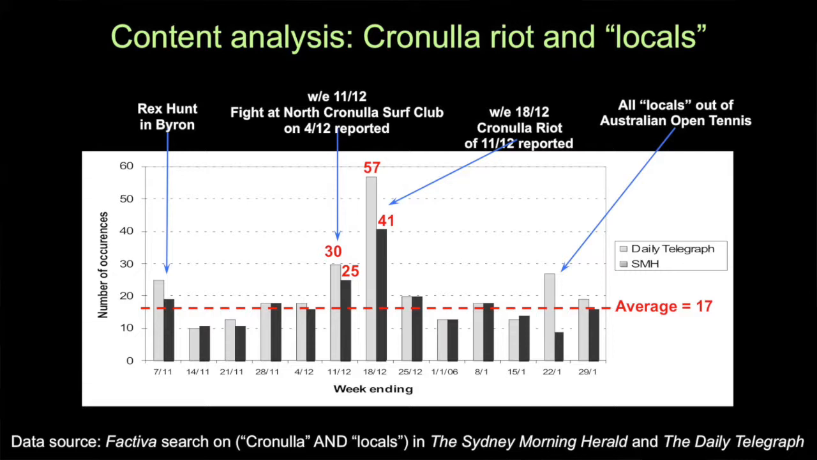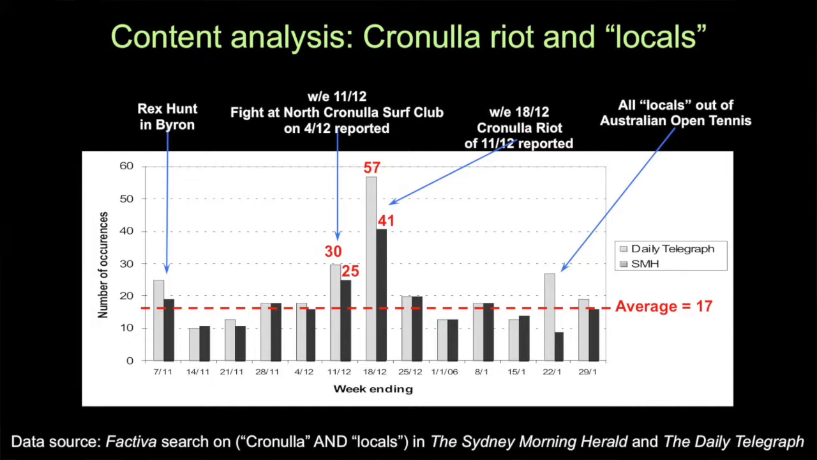And what this research uncovers is that in the week prior and that led up to the Cronulla riot, and on the reporting of the week of the Cronulla riot, there was a spike in the use of the term locals in these papers. And that's the content analysis. It's counting instances, occurrences. So what we might say from this content analysis, just looking at this data, is that there is some connection between the use of the word locals and whatever it is that's going on at Cronulla during this time.